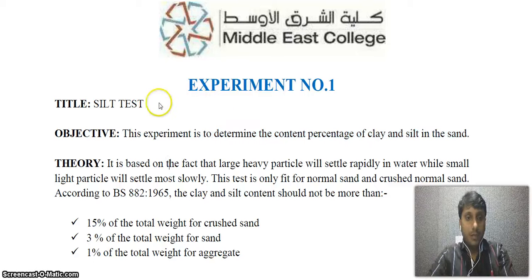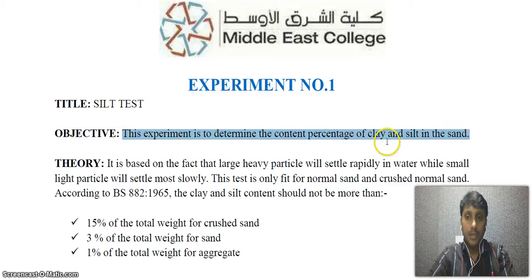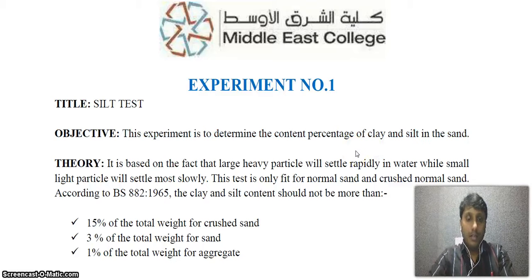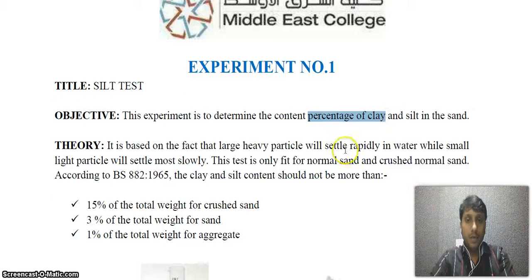Hi students, I'm here to explain about experiment number 1, the silt test. The main objective of the experiment is to determine the content percentage of clay and silt in the sand. The main reason for conducting this experiment is that you need to know the percentage of clay in the given sample of sand.